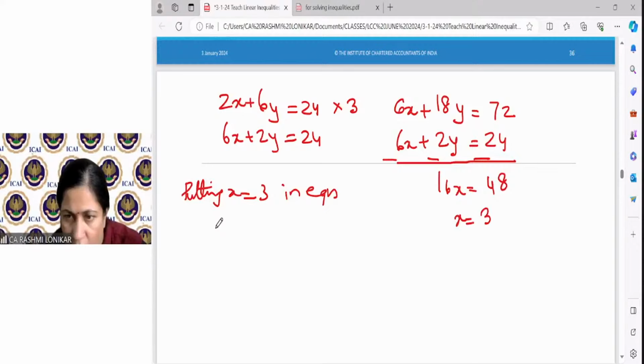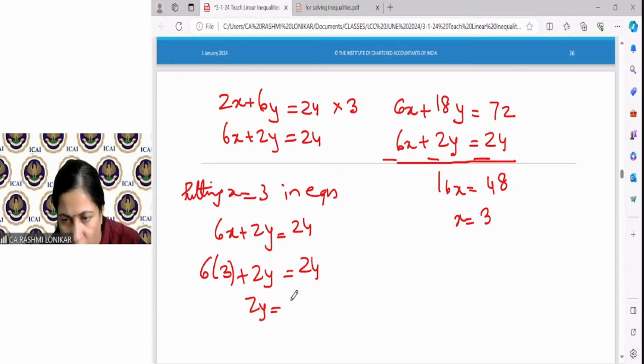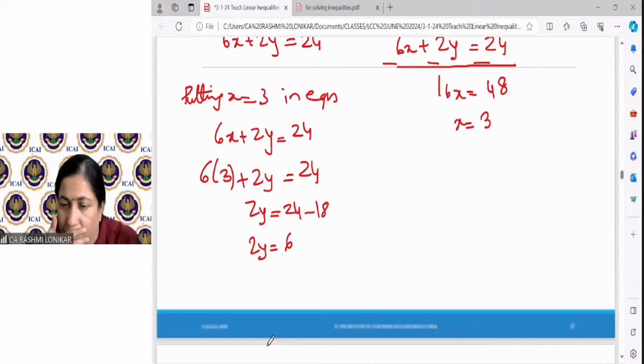I have 6 into 3 plus 2y is equal to 24. How much is 6 into 3? 18. So you have 2y is equal to 24 minus 18. I take this plus 18 onto the other side. Once it crosses the equal to sign, it will become minus. So 2y is equal to 6. y is equal to 3.